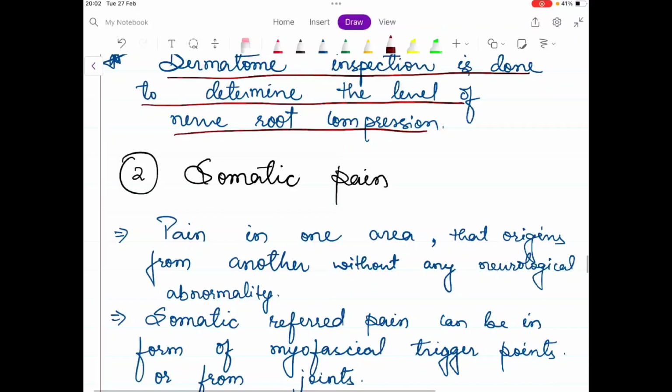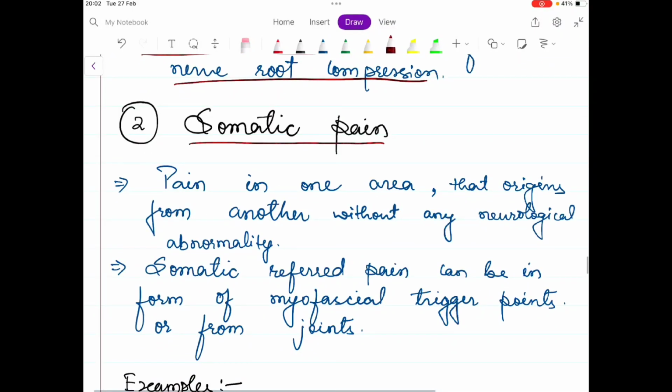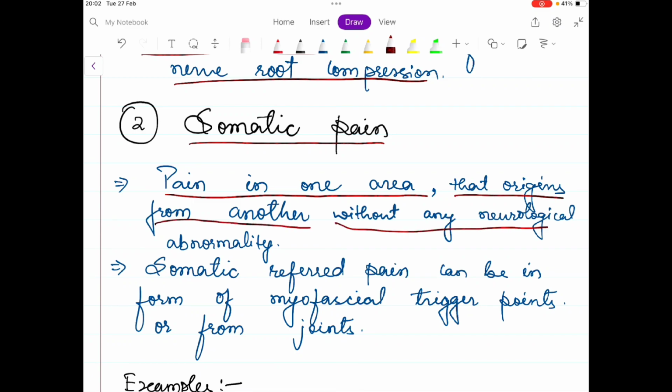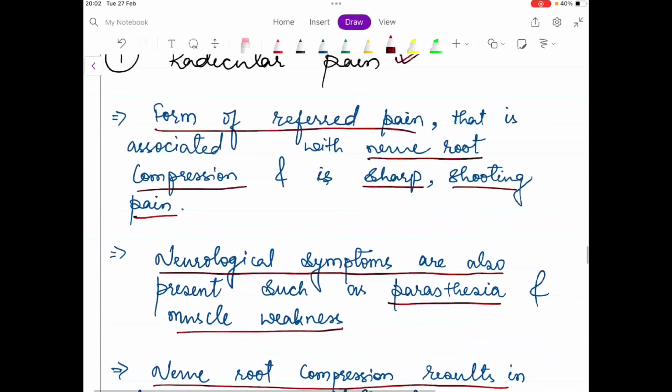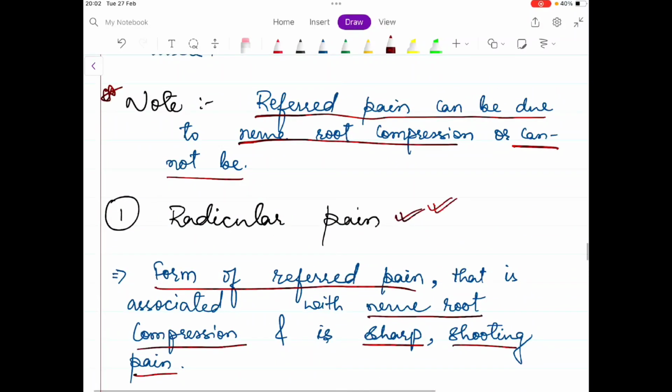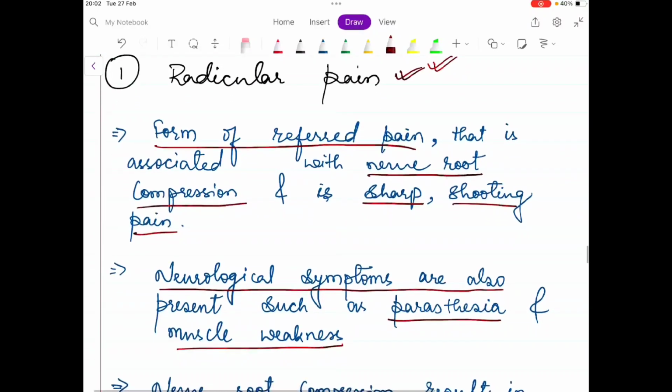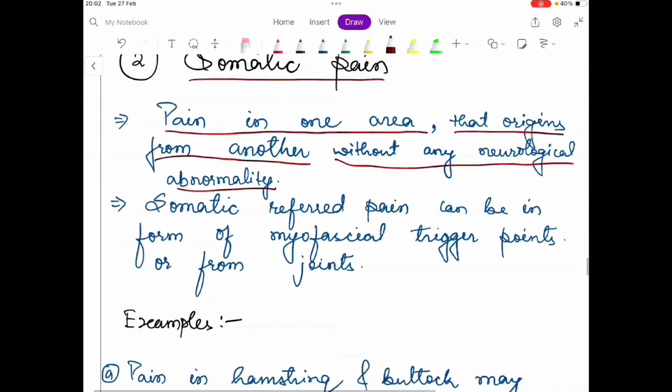Now let's discuss somatic pain. Somatic pain is again a type of referred pain. In somatic pain, pain is felt in one area that originates from another area without any neurological abnormality. So there is just one difference between somatic pain and radicular pain, and that difference is that in radicular pain, neurological symptoms are seen.